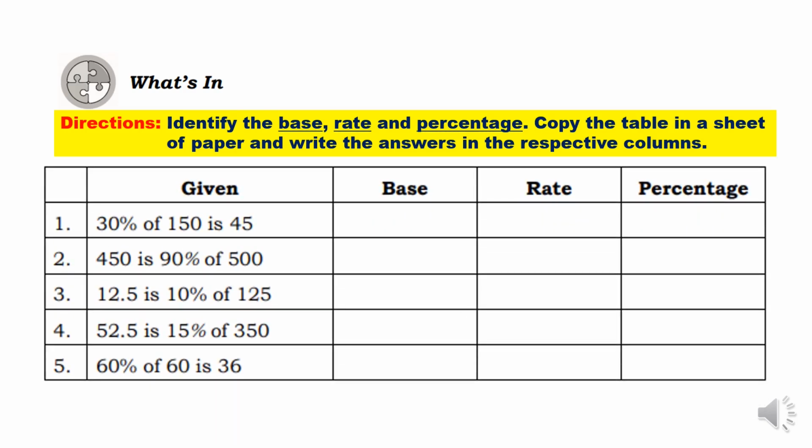Number 1. 30% of 150 is 45. 150 is the base, 30% is the rate, and 45 is the percentage. For number 2, 450 is 90% of 500. 500 is the base, 90% is the rate, and 450 is the percentage. Then try to answer numbers 3, 4, and 5.